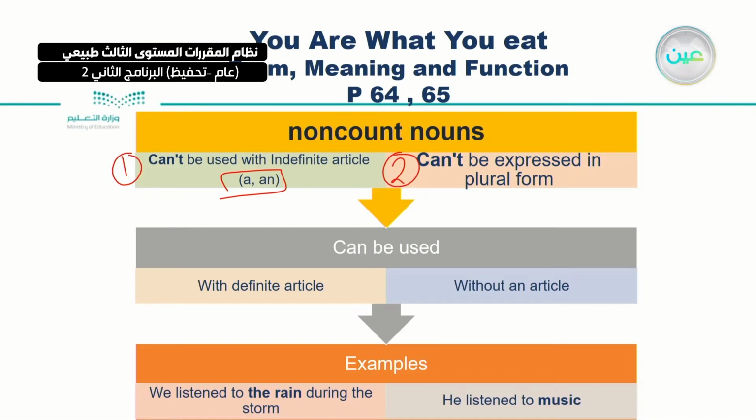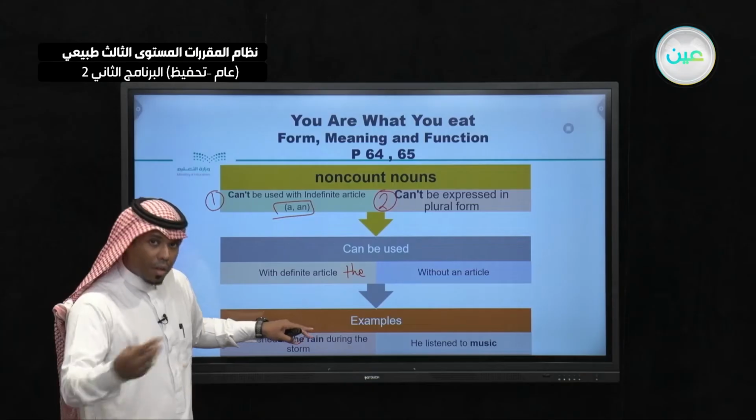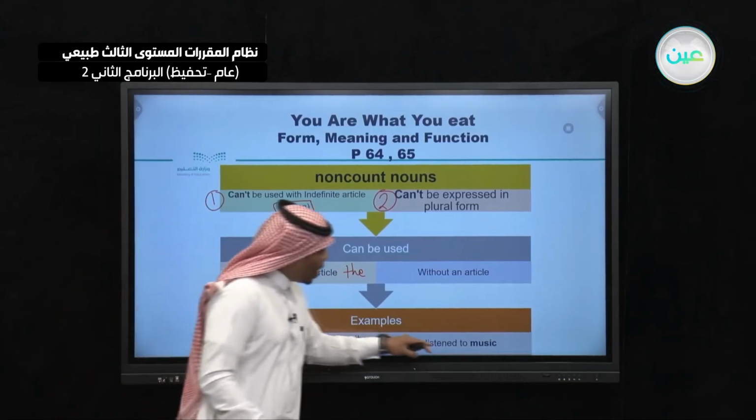Then how can we use them? We can use them with the definite article "the," of course. Also, we can use them without an article. For example, we listened to the rain during the storm. We listened to the rain. This is the definite article, of course, "the." Here, rain is non-countable. Very good.